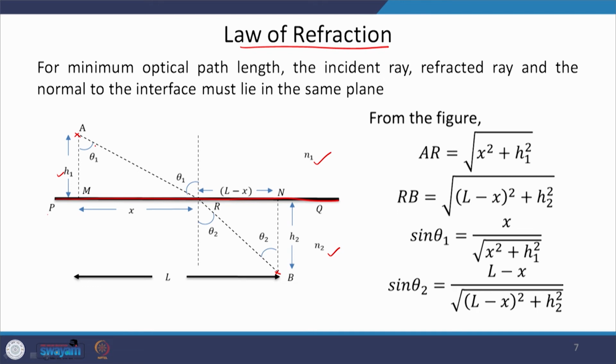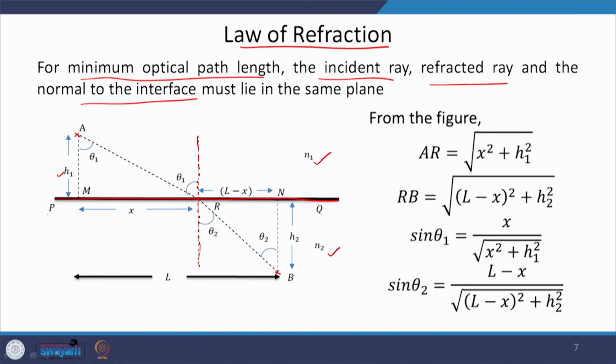Okay. Now, for minimum optical path, the incident ray, refracted ray, and the normal to the interface, this line defines the normal to the interface, they all must lie in the same plane. This is what Snell's law said. Okay, we will do some geometrical calculation as we did in the previous case, and then we will see what Fermat principle gives us in this refraction case.